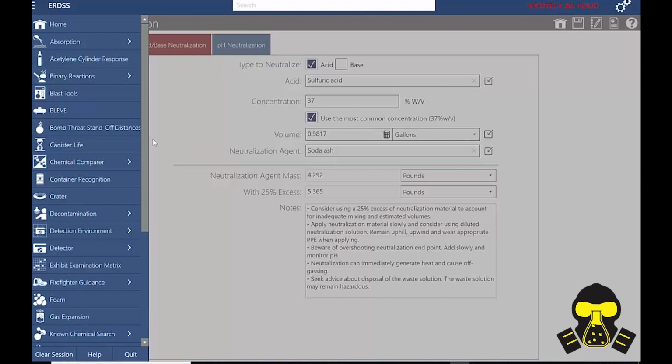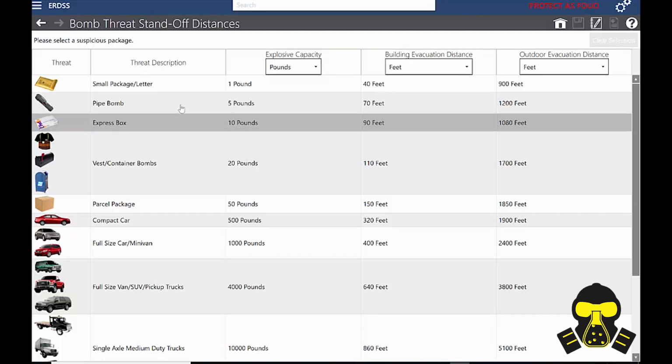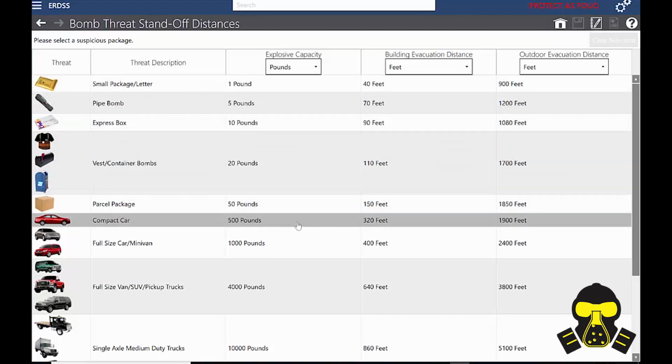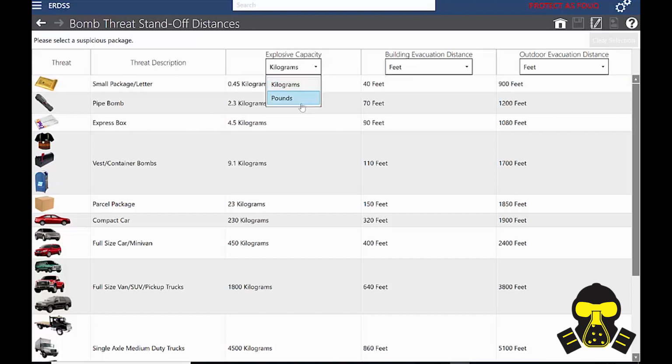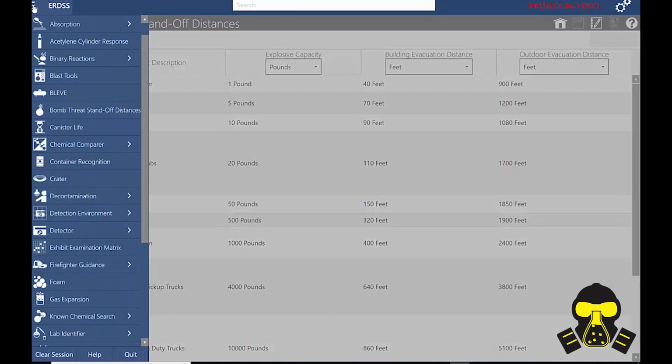So you can do your filter exchange times. So binary reactions, we have things like bomb threat standoff cards. So that's just your card. So these are lookup tools, lookup tables. They're not active except that you can change the amounts, all that kind of thing. But yeah, just tons of tools, lots of playtime.